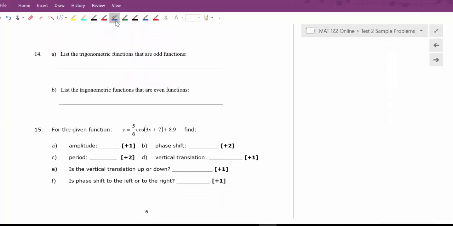Okay, let's see. We've talked about this several times. So a lot of times I just ask the question, what are the even functions, what are the odd functions? The even functions are the cosine and the secant, and everything else is odd. So the sine, the cosecant, the tangent, and the cotangent are all examples of odd functions then. And that'll take care of that.